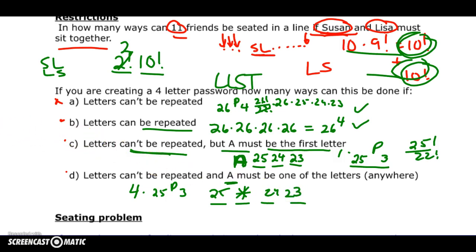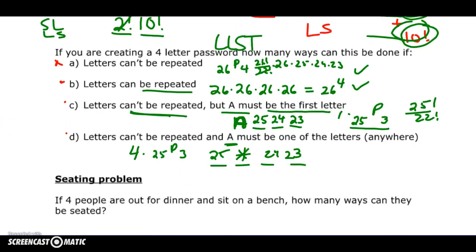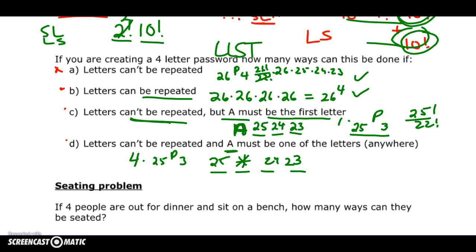Another way to look at that question is to say, let's break it down into 4 similar questions. Okay, so if you didn't like that, well, maybe like this. We had this situation, A blank blank blank. That was this one over here. And we said that there were 25 times 24 times 23, so we had this as our answer for the number of options for ways that this could be set up.